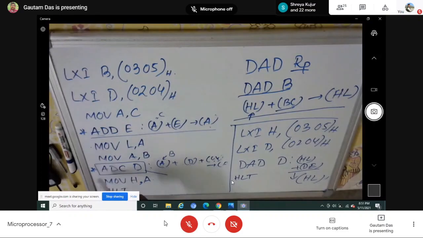Exactly. This process will be followed internally. That's why this program I have shown you earlier. Actually, 16-bit addition cannot be done by the processor in one step. It will be done in two steps, two additions.